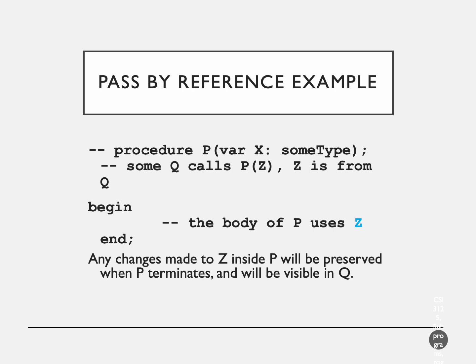Now in procedure Q, a variable Z is defined and initialized. When P is called with Z as an argument, P receives a reference to Z. Changes to X within P directly modify Z. After P is called, any changes made to Z inside P are preserved and will be visible in Q. This demonstrates how pass by reference allows a subprogram to alter the state of variables defined in its caller's scope.